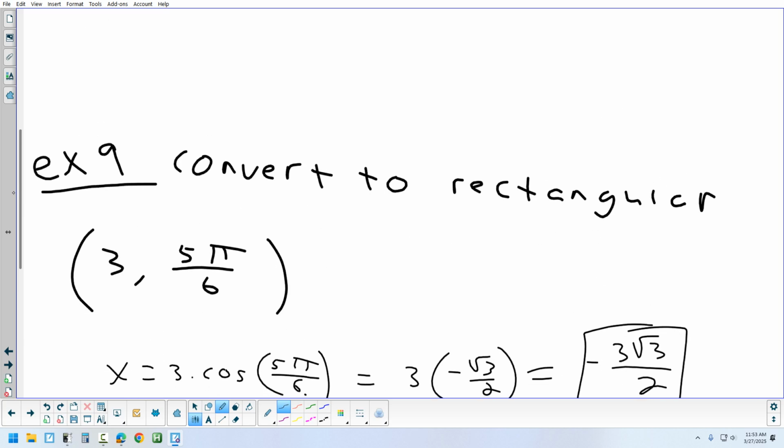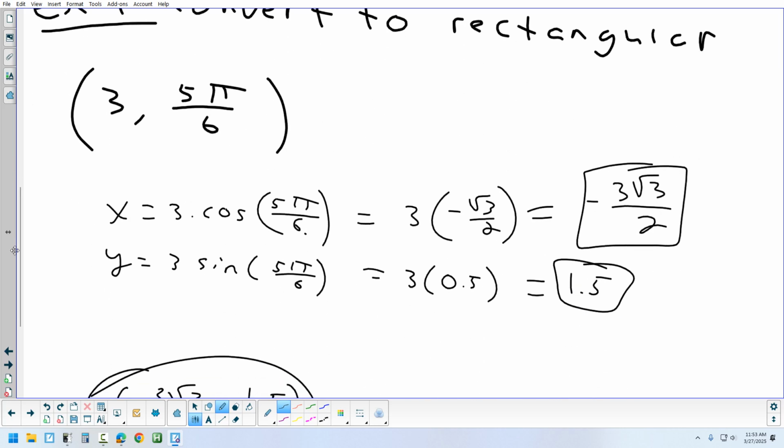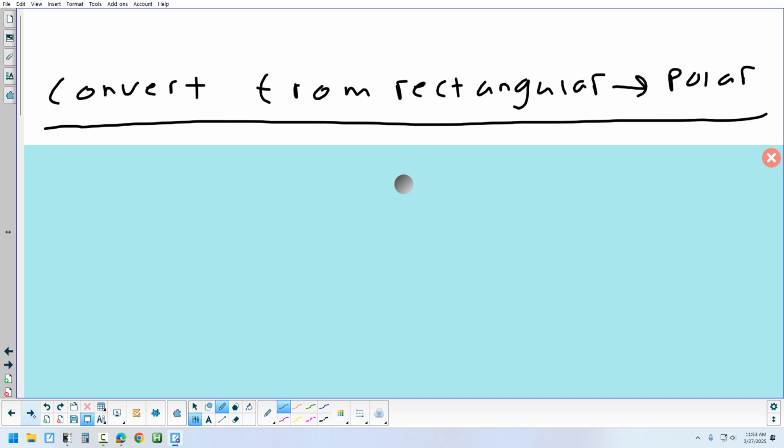Okay. So any questions on converting to rectangular? Right. Now, last thing is the other way, polar, converting it back. Okay.